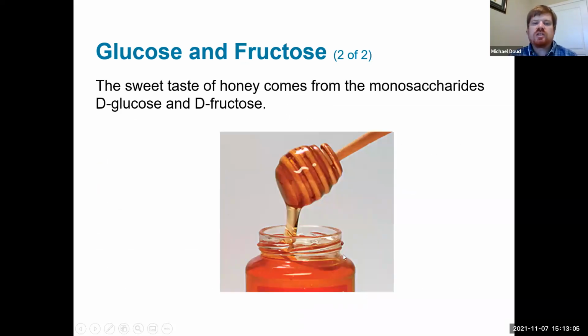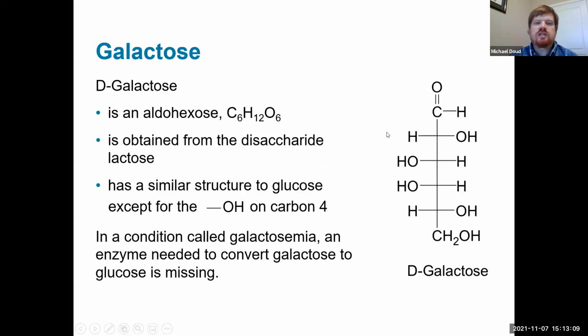Yeah, and so you see it in honey. Both of these are present in honey, and that's what gives honey its sweet taste. Okay, now related to those is D-galactose. Galactose is half of the disaccharide lactose, and it has a similar structure to glucose.